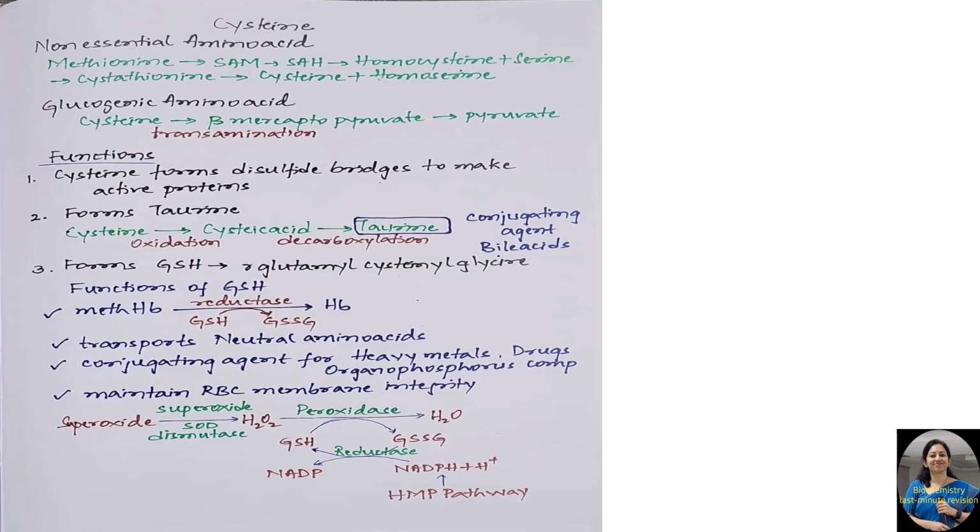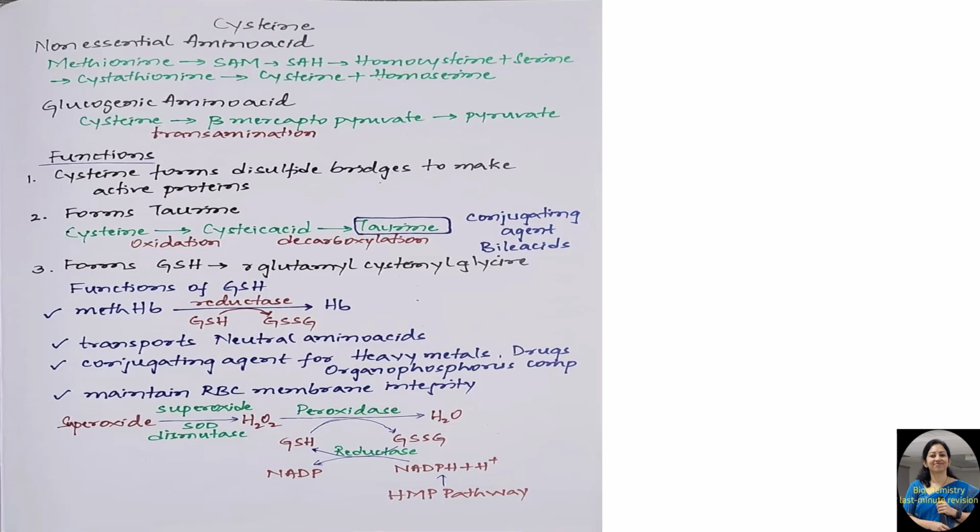So glycine is also another conjugating agent. Check out the video on glycine metabolism for formation of bile salts and bile acids. Then cysteine also forms glutathione. Now this glutathione is a tripeptide made up of glycine, glutamate and cysteine. Glutathione function itself can be asked as a 5-mark question in your examination.